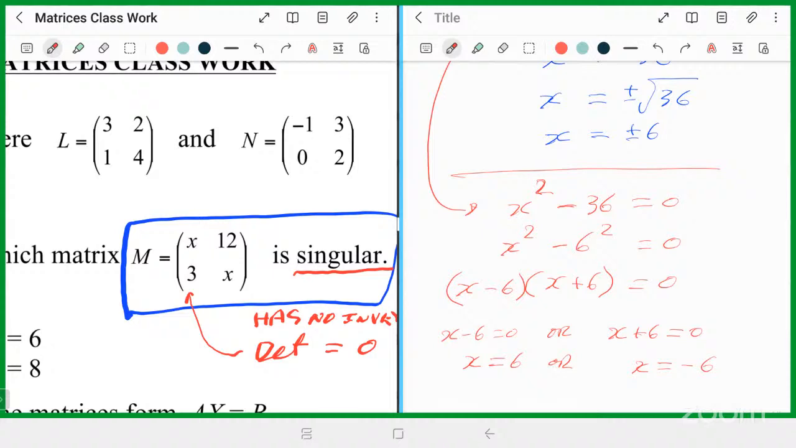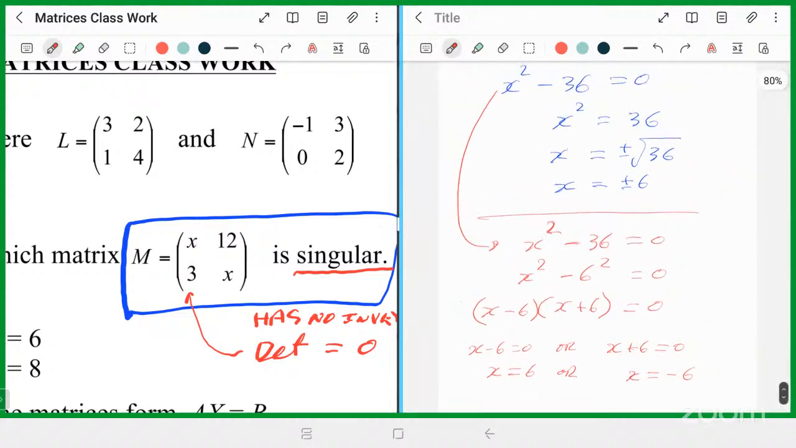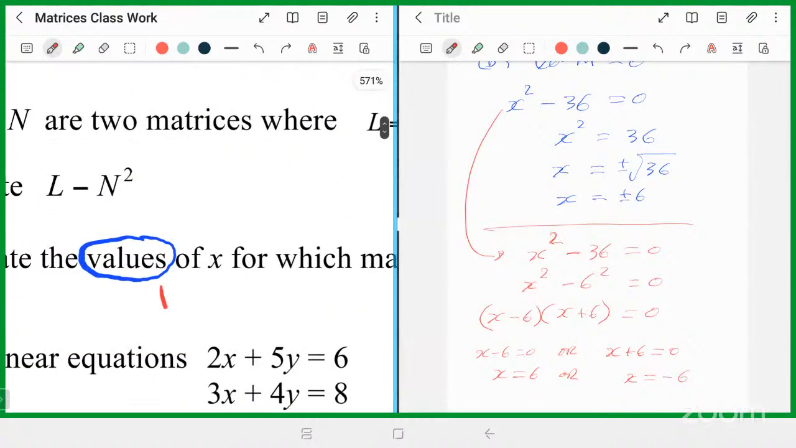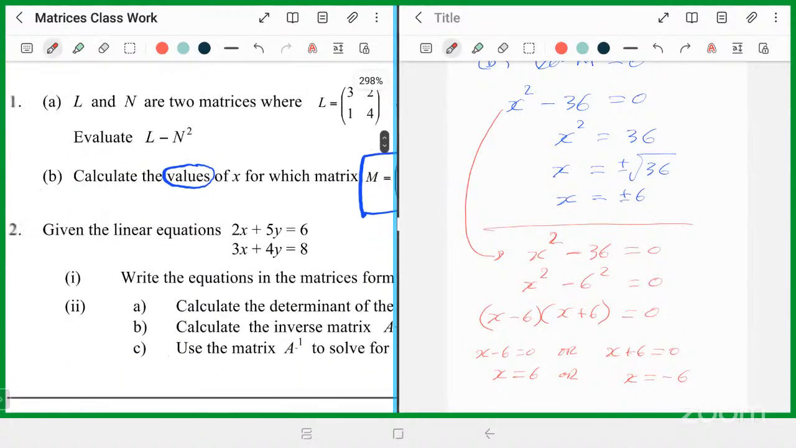All right. In any case, the x is plus or minus 6, and you should know that it is more than 1 because they use the term values there. Values mean more than 1. And that finishes that first question.